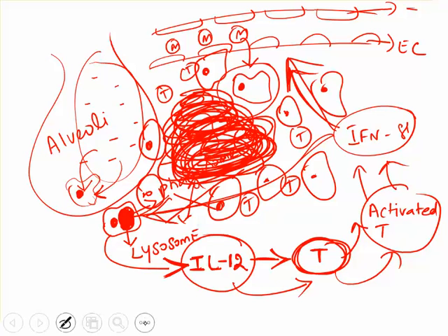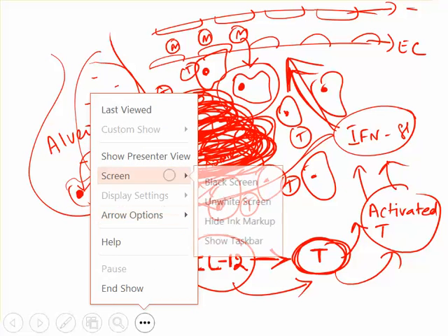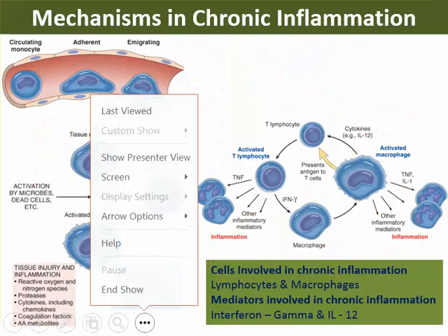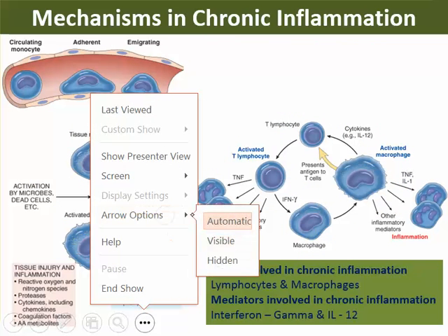So let me draw once again. I hope the girl who said no will understand. Who said no, please concentrate.